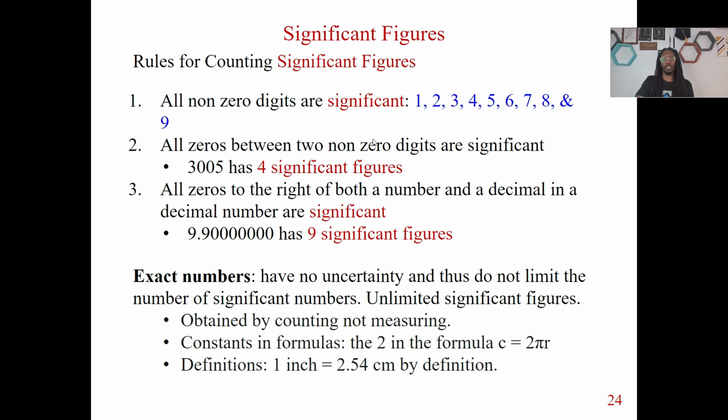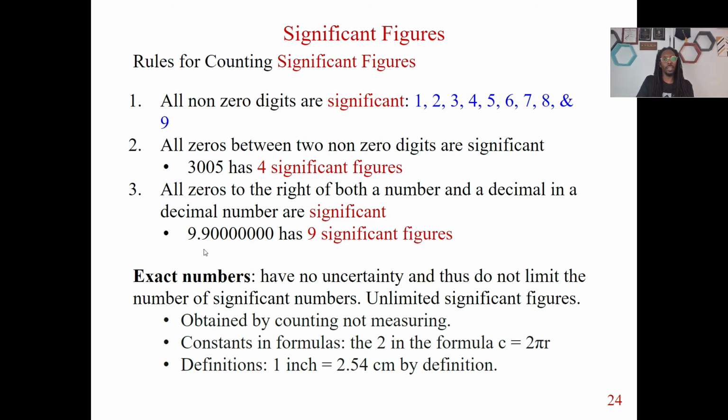9s are always going to be significant. That goes back to rule 1, right? But rule 3 states if it's towards the right of both a number, so my zeros are towards the right of a number. Here's my 9. So that's the check. That's the first check. But it's also a decimal here. There's my decimal. That's the second check. So basically, all of these zeros towards the right are going to be significant because it's towards the right of a number, 9, and a decimal. Okay? So we have 9 significant figures.